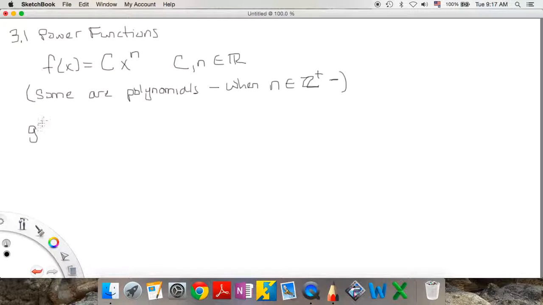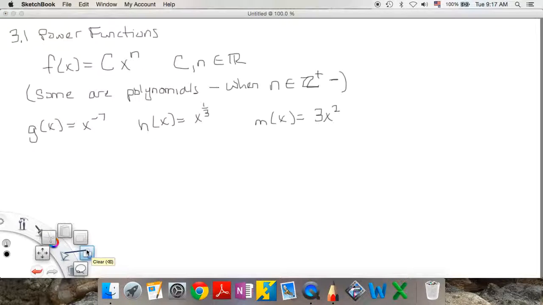So for example, you can have g of x is x to the negative 7th. That's a power function, but it's not a polynomial. You can have h of x is x to the 1/3. Again, power function, not polynomial. Or m of x is 3x squared. This is a power function, and it is also, more specifically, a polynomial. So you can use the similar techniques that we learned with the polynomials with the power functions. So let's look at a couple of examples.